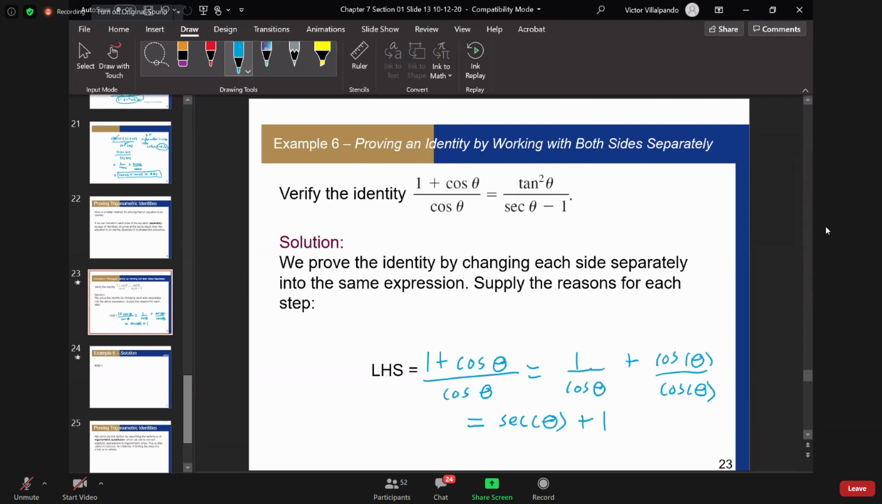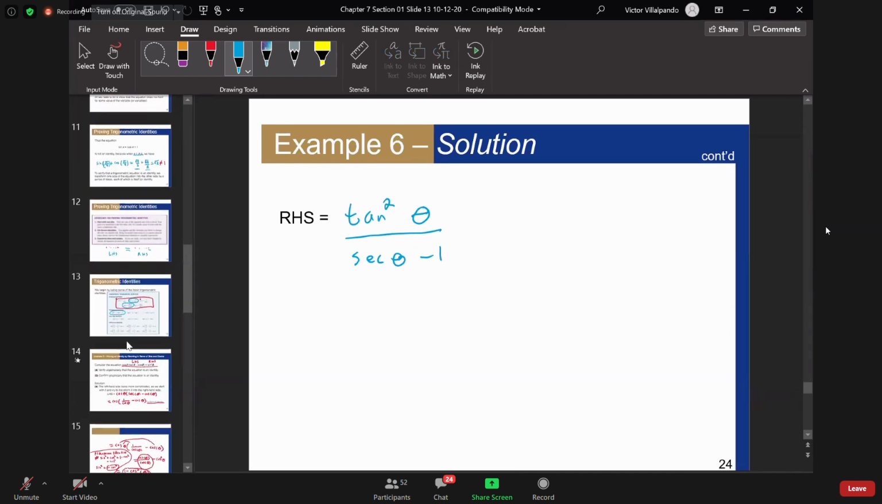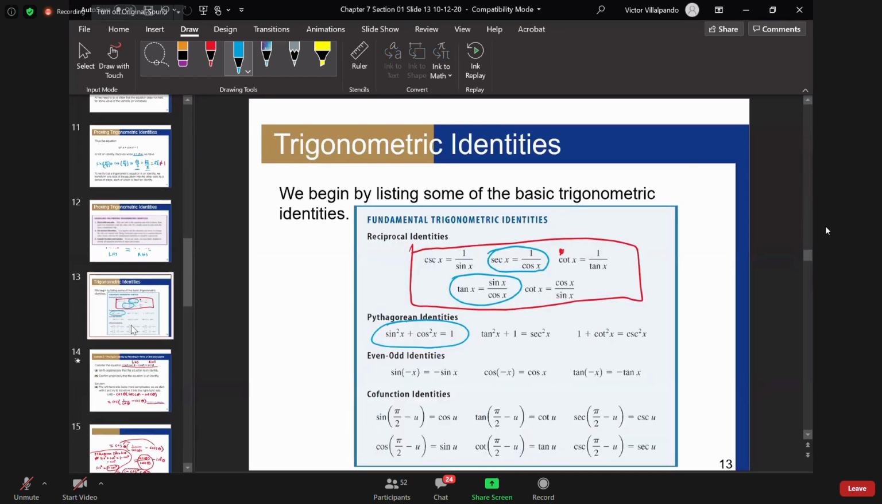Right-hand side, we have tangent squared over secant minus 1. So let's take a look at that. We have tangent squared theta over secant theta minus 1. Let me fix my Pokeball, my theta. My goal here is to try to get to secant plus 1. That's my goal here. Secant squared minus 1. I may need to refer back to my trig identity. Secant squared.